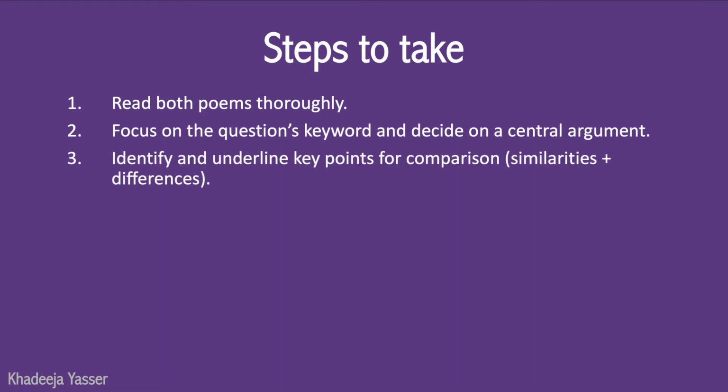Now, third step. Identify and underline key points for comparison, similarities, and differences. So when you are reading the poems and when you understand the keyword and you understand your central argument, what is the argument you're going to make that's going to differentiate these two poems for you, you have to start identifying and underlining key points. With your pencil, you can just underline and identify, circle quickly, really roughly. You have to do this so that you know what you are dealing with, you know what you're going to talk about. And another way you can do this is by creating a plan.